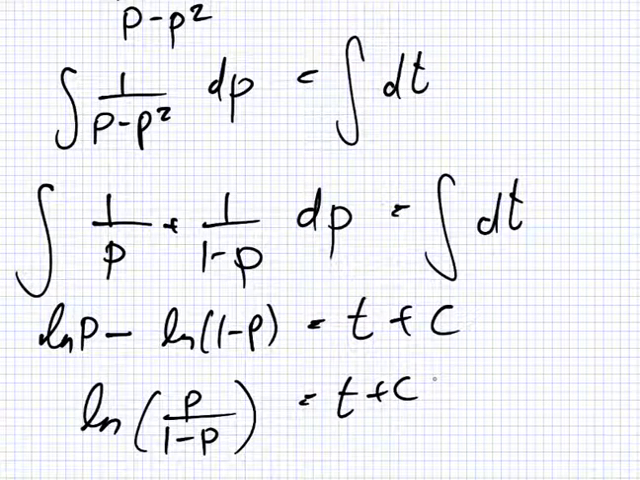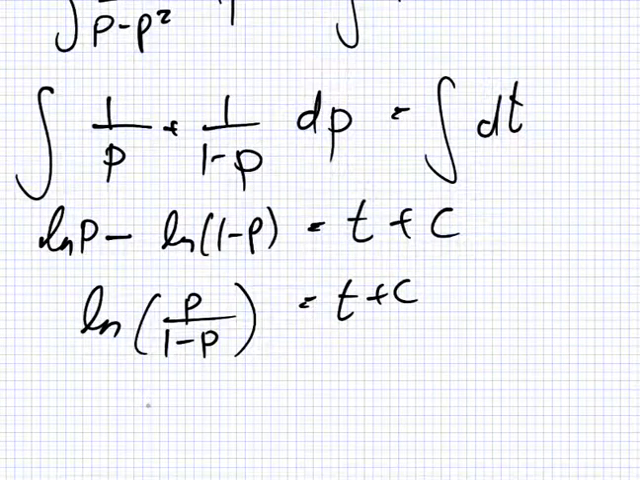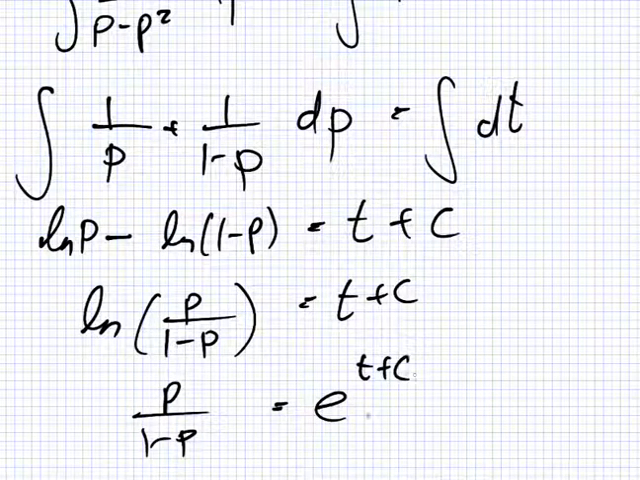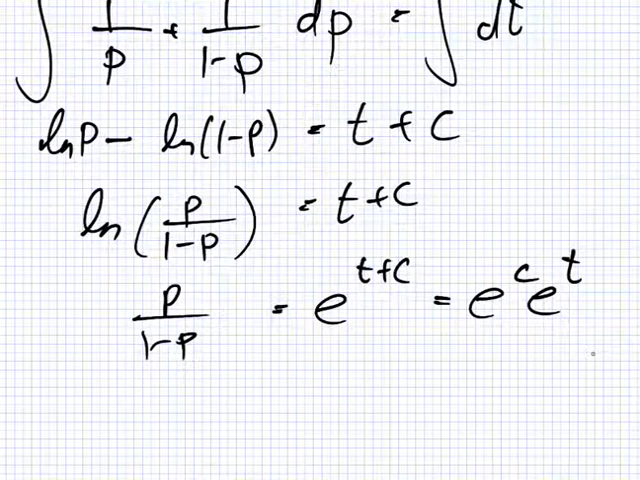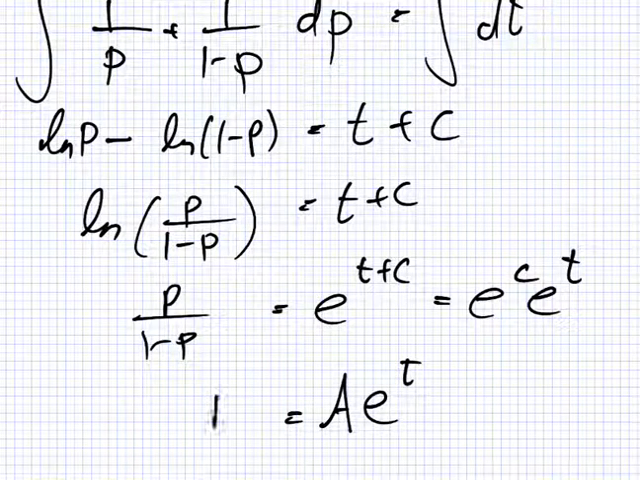To cancel the log, I'll put an e on both sides. p over 1 minus p equals e power t plus c, which I'll write as e power c, e power t. c is a constant, and e power c is also a constant, so I'll just call it a constant A. A e^t, p over 1 minus p.